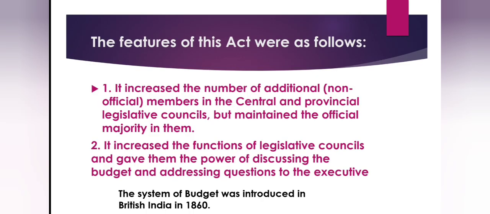So the features were: it increased the number of additional non-official members in both central as well as provincial legislative councils, but maintained the official majority in them. Very important, it increased the number of non-official members but maintained the official majority. Next, it increased the functions of legislative councils and gave them the power of discussing the budget and addressing questions to the executive. Very important: the system of budget was introduced in British India in 1860, and the Act of 1892 gave the Legislative Councils the power of discussing the budget.